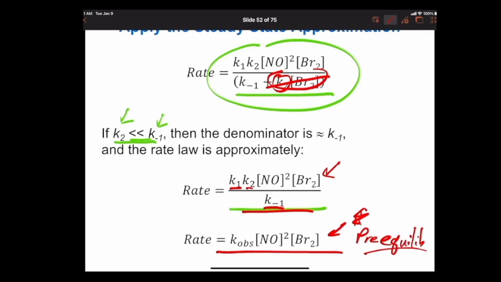Okay, that's where we're going to stop off for today. We will finish off the last parts of kinetics on Friday.